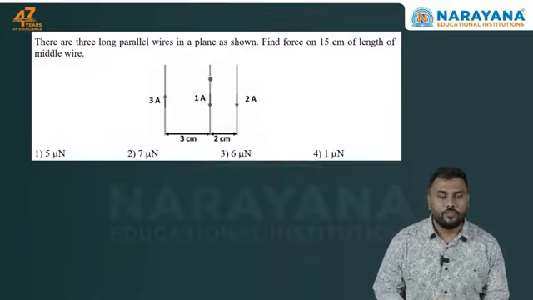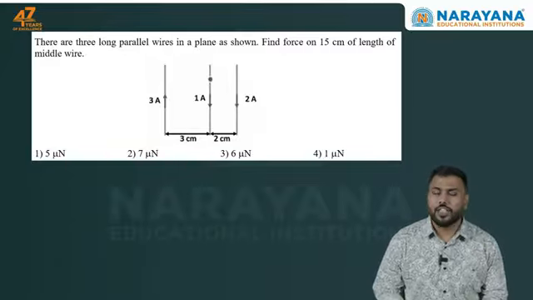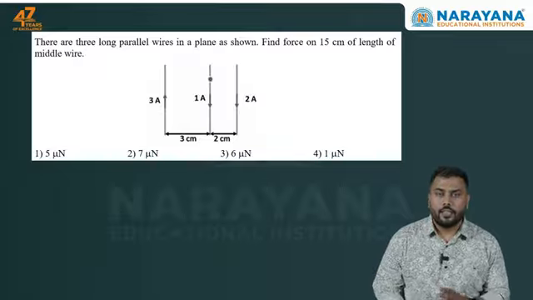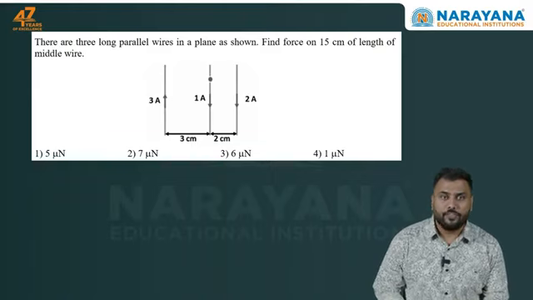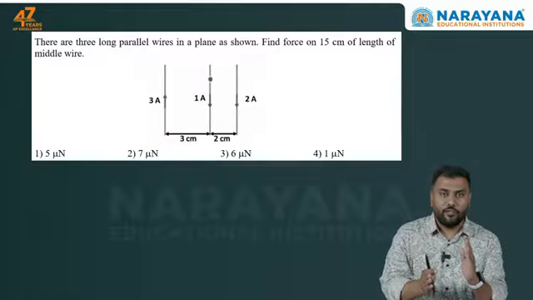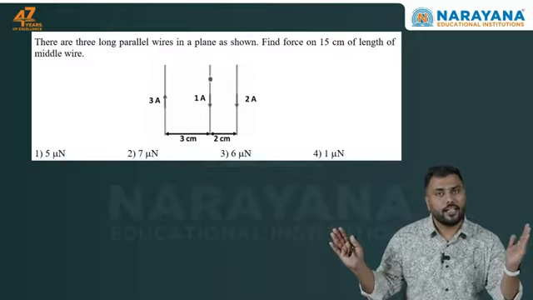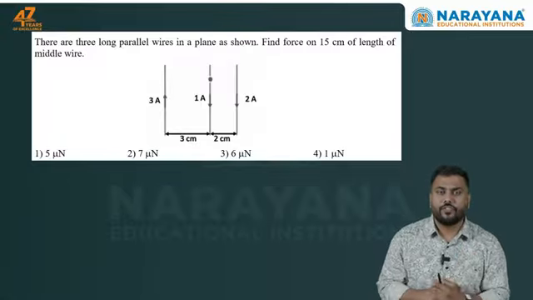So the first question I have here has three infinitely long parallel wires kept in a plane. They are asking to find the force on a 15 centimeter length of the middle wire. You can see in the diagram given with the question, we have three long wires. The middle wire is carrying a current of 1 ampere and the end two wires are carrying currents of 3 ampere and 2 ampere. The distances between the wires are also given. I need to find the force on the 15 centimeter length of the middle wire.